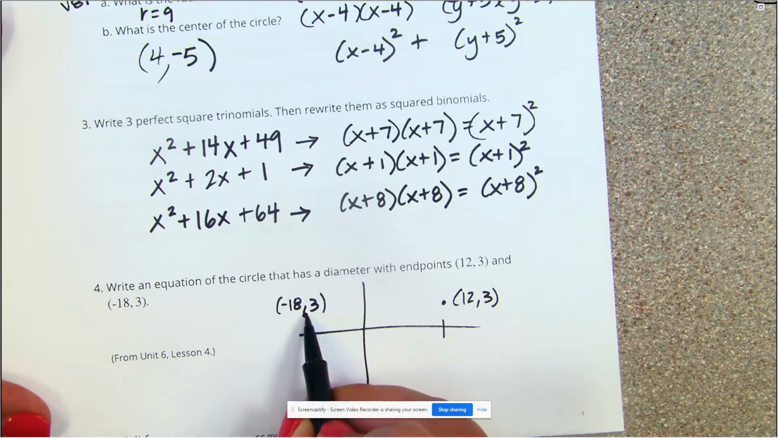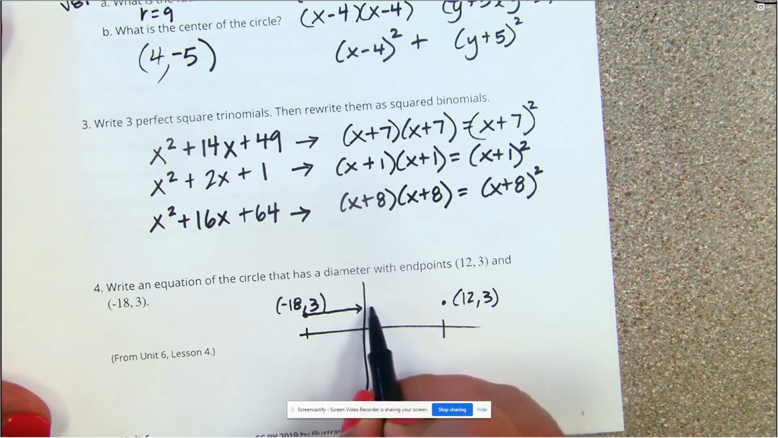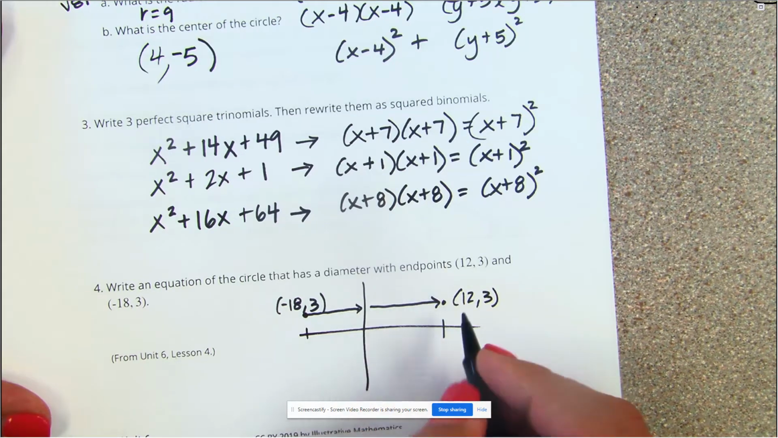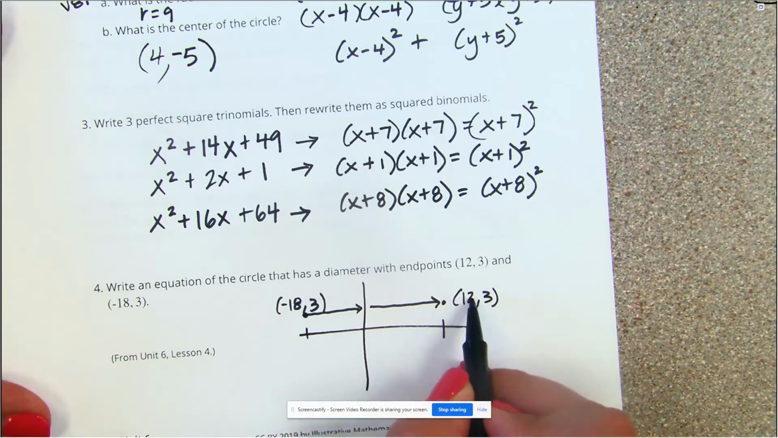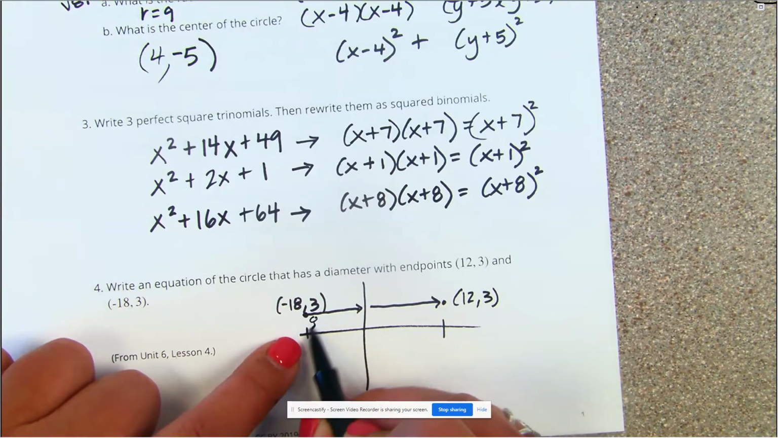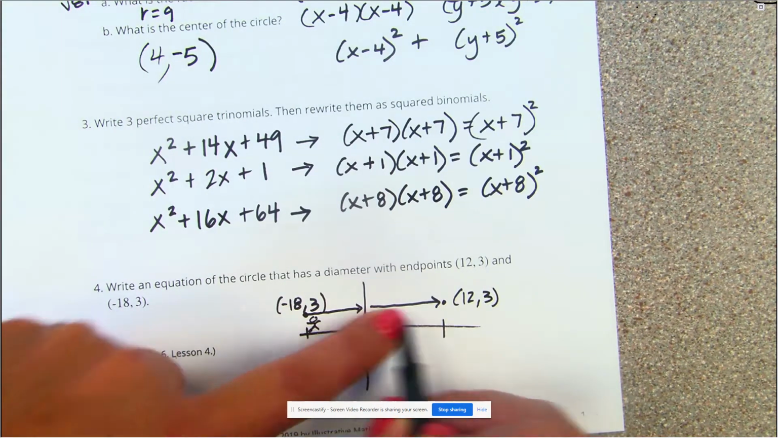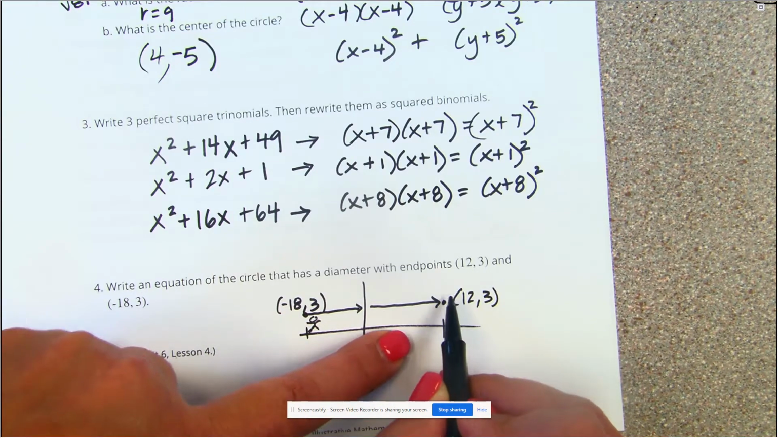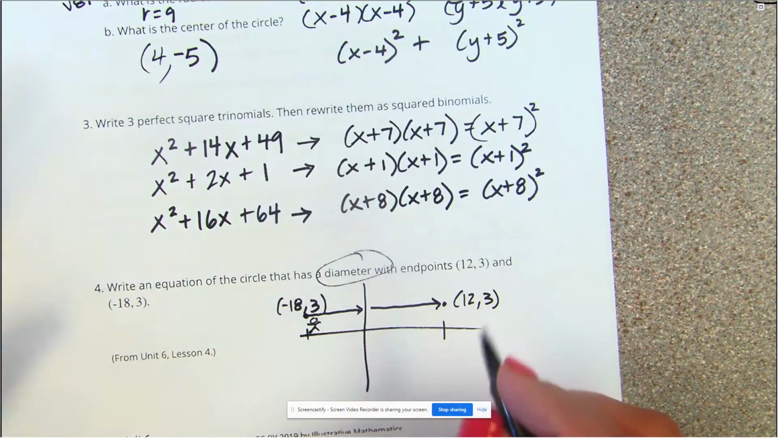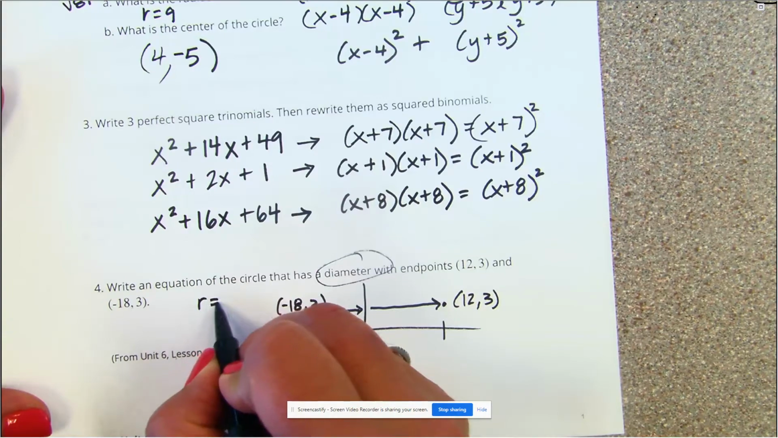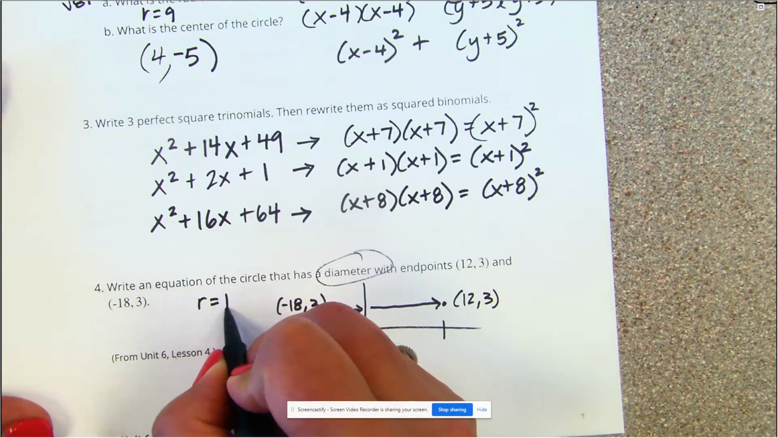So that means I've got to go 18 and then another 12, so that's a total distance of 30. Imagine you're walking. You have to walk 18 to get to 0 and then another 12. So that's a total of 30, and that's the diameter. So that means the radius is 15.